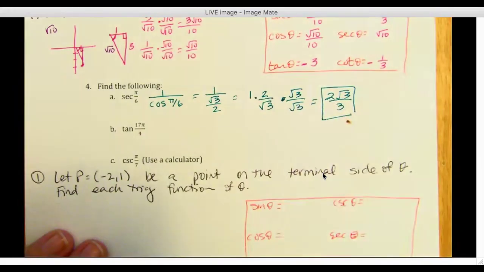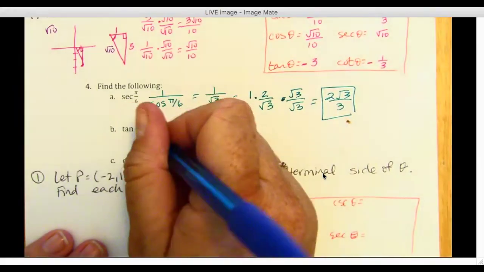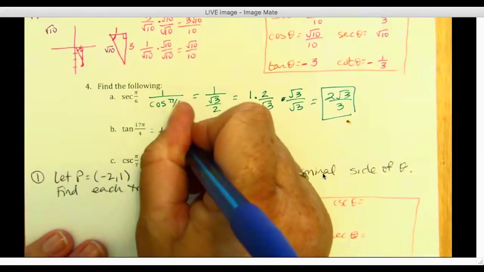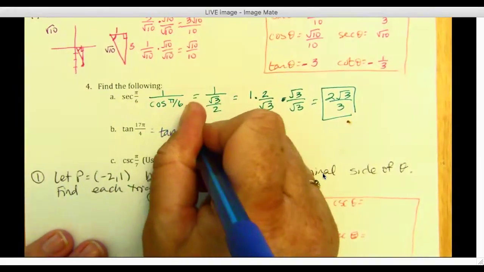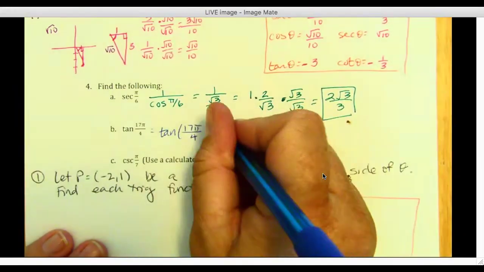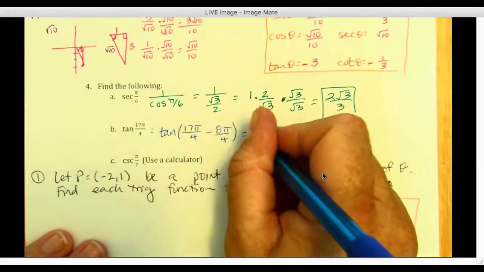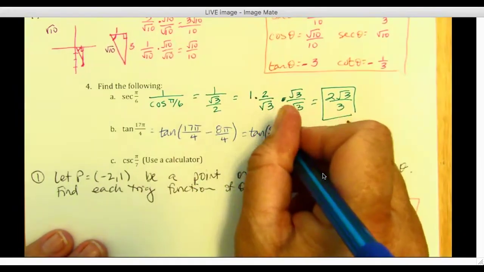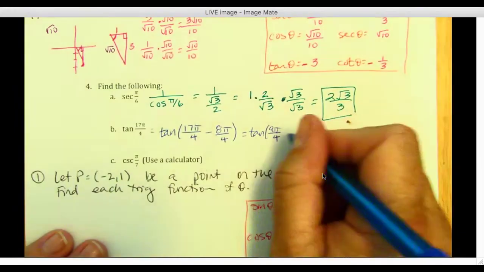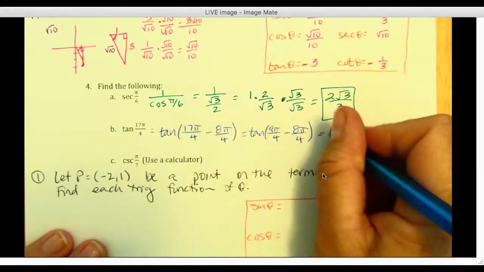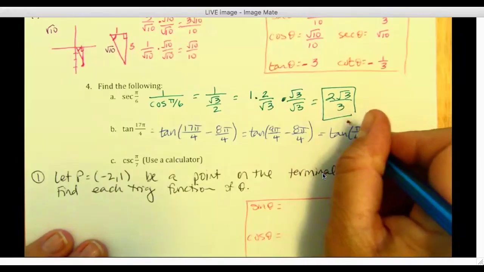All right. The next one, we have tangent of 17 pi over 4, and I already know that that is bigger than 2 pi, so I'm going to use those periodic properties and subtract 2 pi. So this is equal to tangent of 17 pi over 4 minus 2 pi, or 8 pi over 4. And then that would give me tangent of 9 pi over 4, which is still too big. So I can subtract 8 pi over 4 again, and then I have tangent of pi over 4.